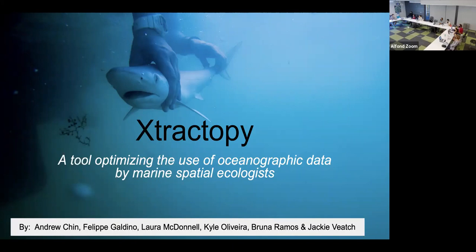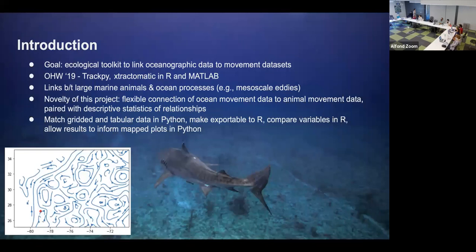The project changed names a little bit, so we're calling it Xtractopy now. This is a tool for optimizing the use of oceanographic data by marine spatial ecologists. The goal of this project was to create an ecological toolkit to link oceanographic data to movement data sets.